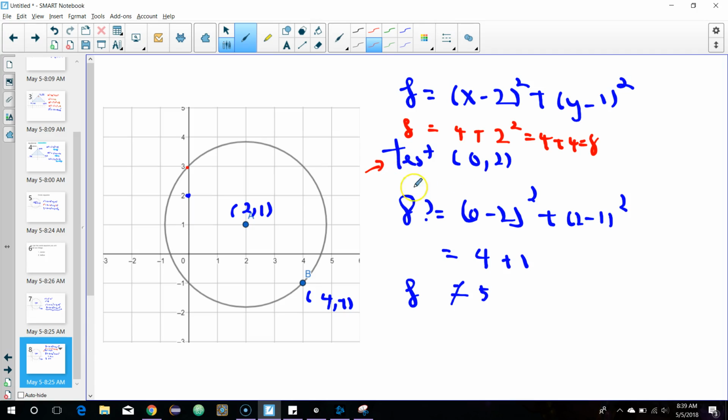So if you are going to test within or outside of the circle, what you will need to do is test the distance. Okay, so I should be able to find the distance because I have all the points, (0, 2) and (2, 1). You're going to compare that with your radius. If your distance is shorter than your radius, my radius is going to be the square root of 8.